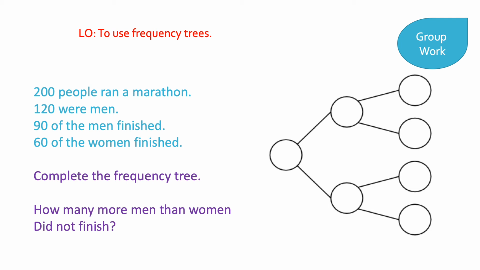So we've now got 120 and 80, and they now need to be broken down into the finishers and non-finishers. We know that 90 men finished, therefore 30 men did not finish, 60 women finished, and therefore 20 women did not finish. And when all those numbers are put into the frequency tree, you'd then be able to answer the question about how many more men than women did not finish.